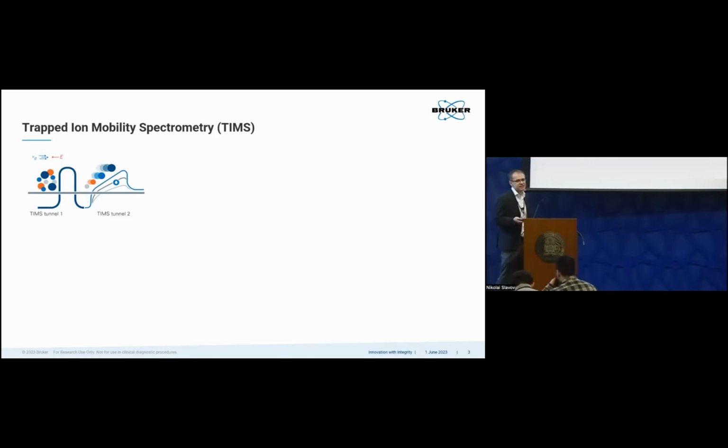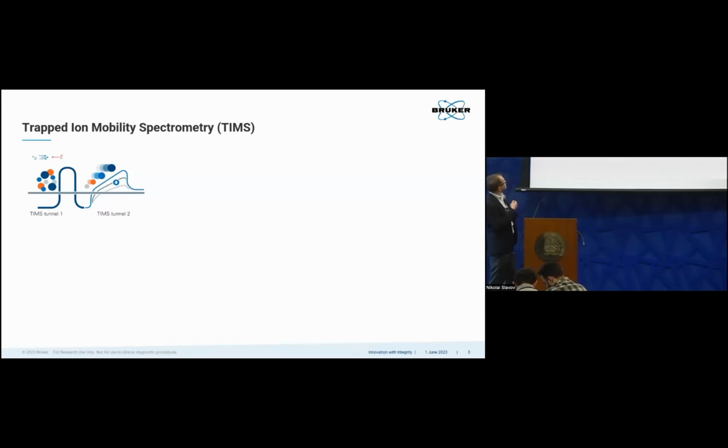Ion mobility is the separation of molecules in the gas phase based on their three-dimensional size. So not based on their mass to charge, as we know from mass spectrometry, but literally on effectively the surface area of the molecule in the gas phase. Ion mobility itself has been around since almost before mass spectrometry, but the way we do ion mobility with TIMS is really quite different.